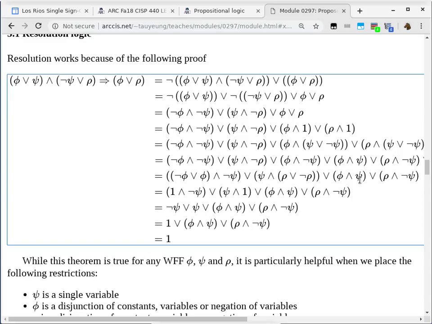...which contains not phi with this one, and it contains phi with the other one. So I factor out the not psi, and then I group the rest into its own expression, which is the same thing that you would do with arithmetic factoring. Is that okay? And I do the same thing with rho.